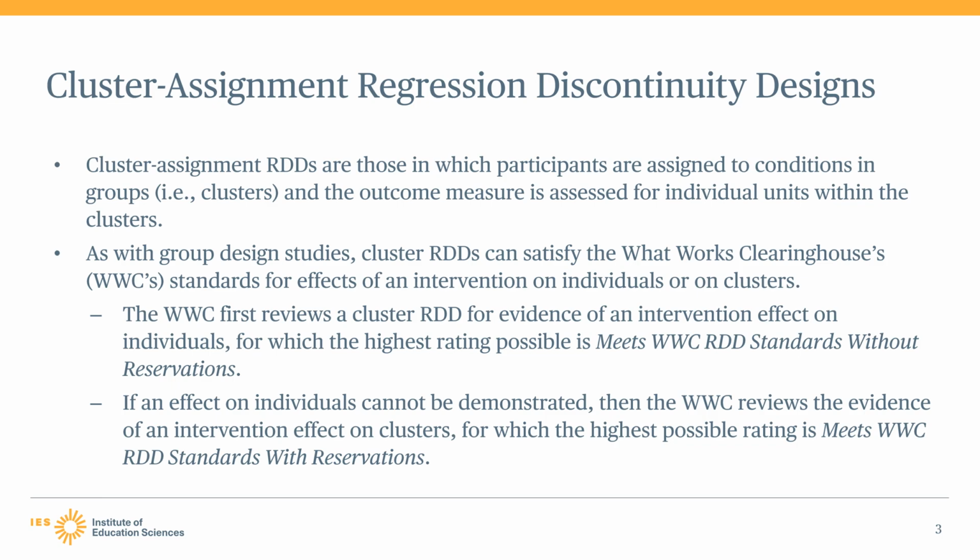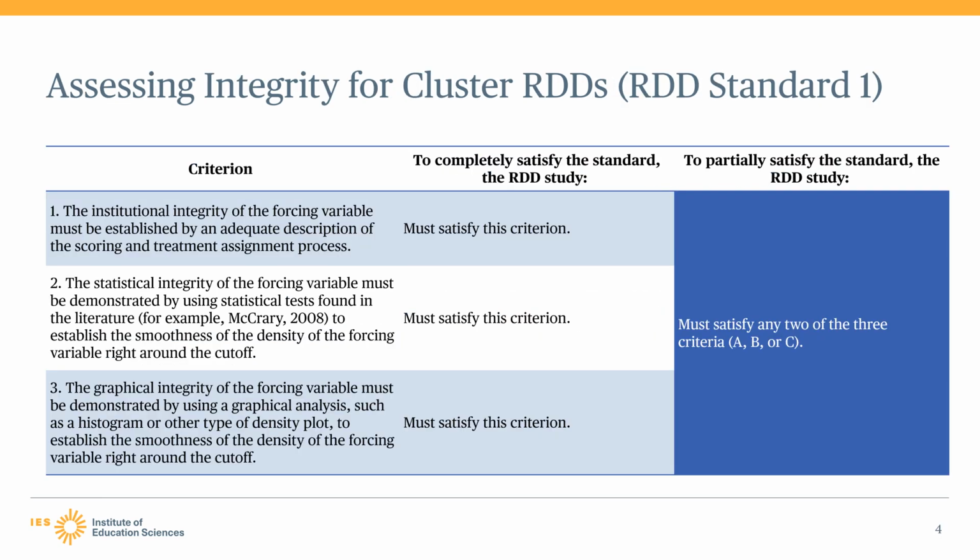In the slides that follow, we describe the additional criteria for applying the 5 RDD standards to cluster assignment regression discontinuity designs, describing how and when to use cluster or individual level data to satisfy each of those 5 RDD standards. Recall that the WWC's first RDD standard focuses on the integrity of the forcing variable and includes 3 criteria related to the institutional integrity, statistical integrity, and graphical integrity of the forcing variable.